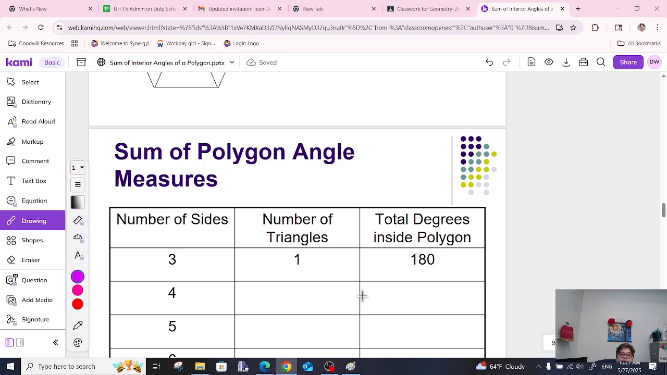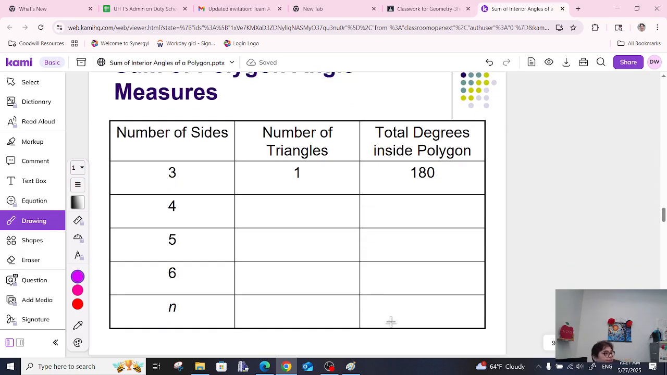Now you already did this next slide, but we'll quickly go over it. Okay, we did this. That's what you were doing, right? When I had 4 sides, how many triangles did I have? 2. And what was the amount of degrees? 360. Right? When I had 5 sides, how many triangles did I have? 3. And 3 times 180 was 540. When I had 6 sides, I had how many triangles? 4. And 4 times 180 is 720.